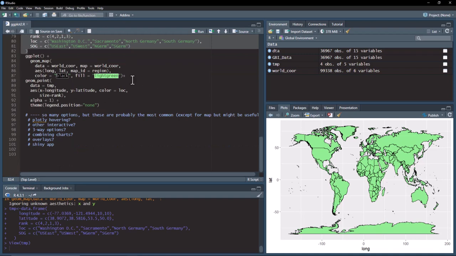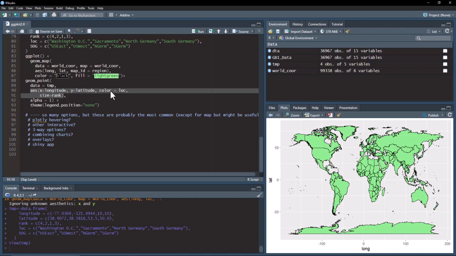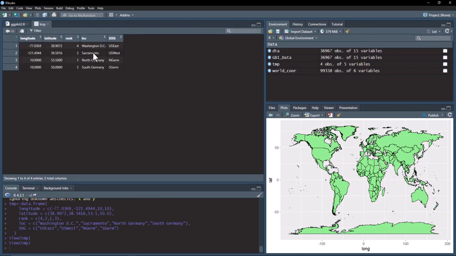So we plot the map. Notice we add something to it. We can do this geom_point, and in this we have to tell it the data we're going to use, because we're using different data than what was in here. Notice we're not putting it in the ggplot function because we're going to specify things differently for the geom_map and geom_point. Don't have to memorize all this, you can just try it. So data frame here, and the aes we're going to use is the longitude and latitude. We're going to color it by the location. So if we look back here, the location was DC, Sacramento, North and South Germany.